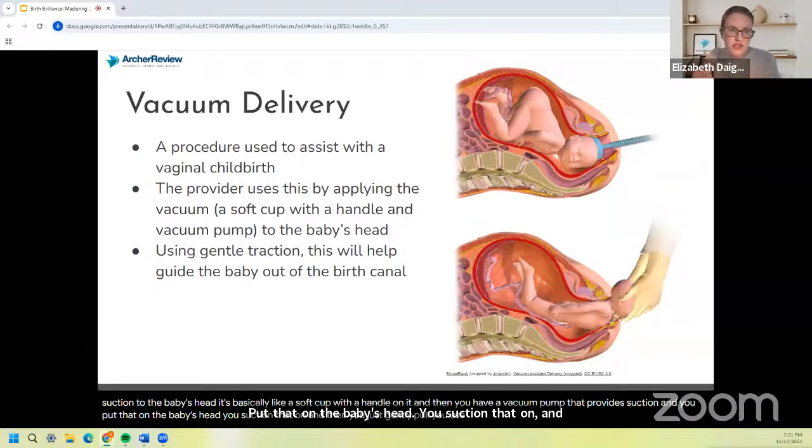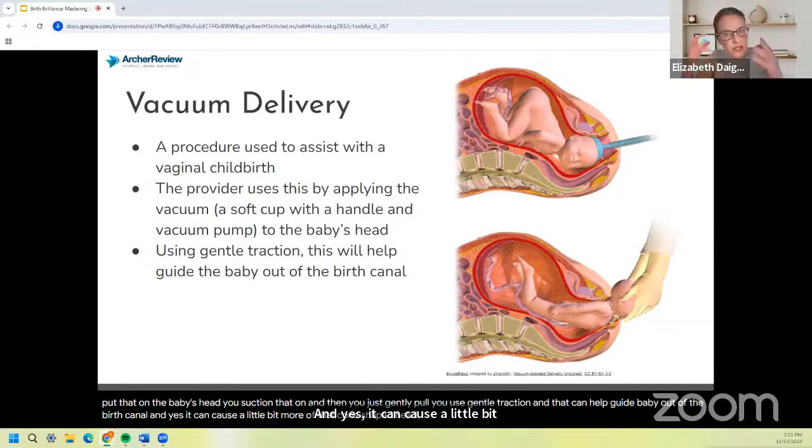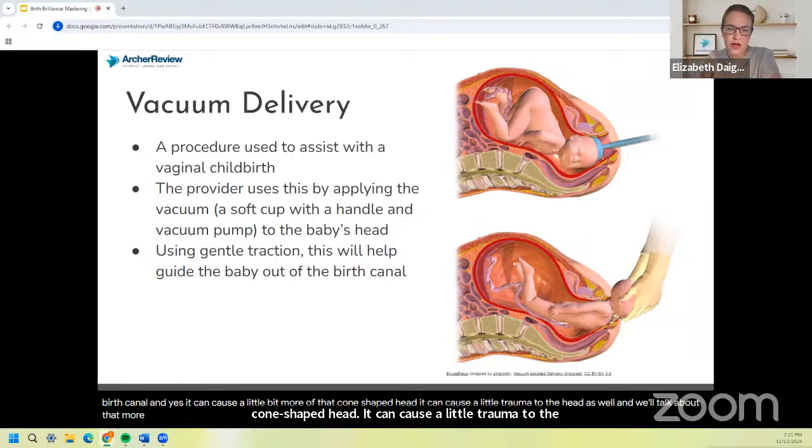You use gentle traction, and that can help guide baby out of the birth canal. And yes, it can cause a little bit more of that cone-shaped head. It can cause a little trauma to the head as well, and we'll talk about that more when we get to forceps deliveries. But yeah, you can get bruising. You can even get skull fractures and brain damage. So we only use this if it's absolutely necessary.